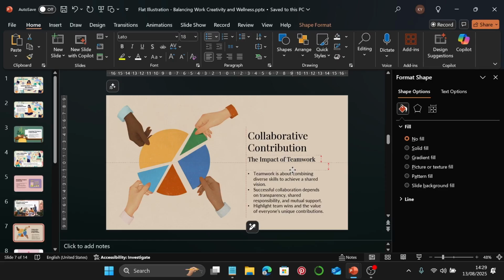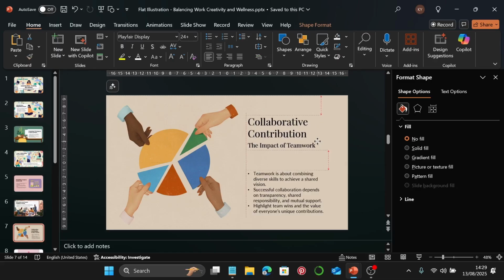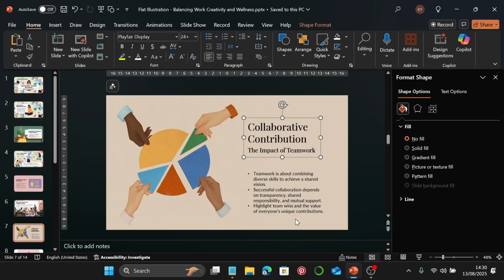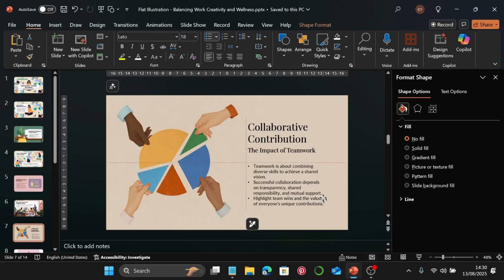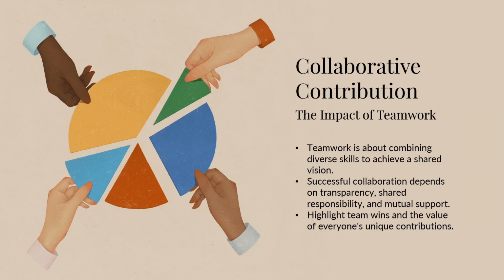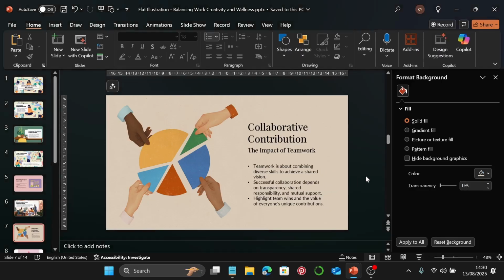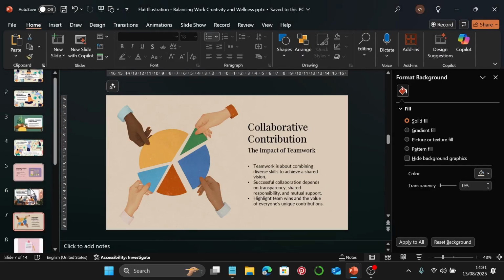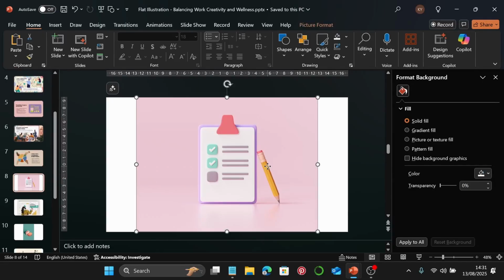So I think let's group these two first and see if PowerPoint will help us out. So I'm just going to, let's see, that feels like maybe too much, maybe here. Let me just move things around. I'm just going to leave it like this. Let's go to the slideshow, and yeah, this is the slide for collaborative contribution. Let's move to the next slide, and this is our image.